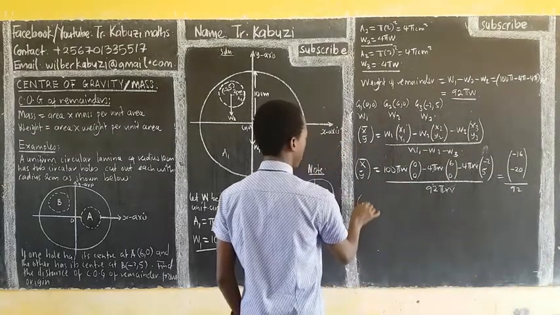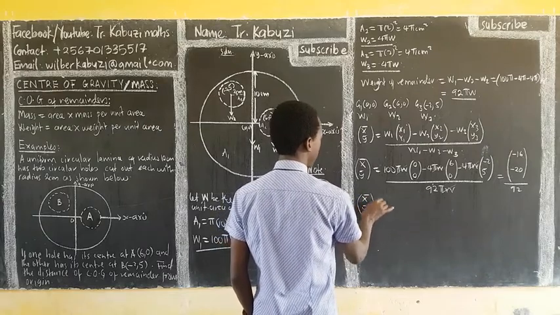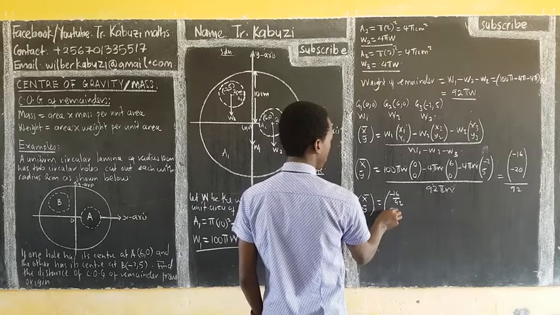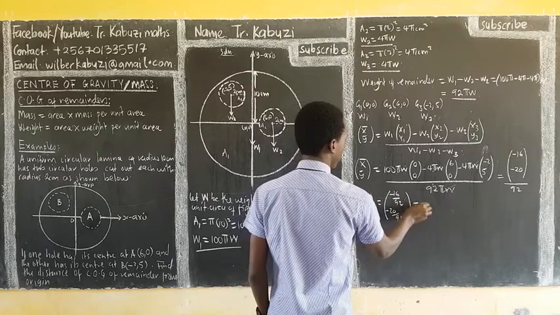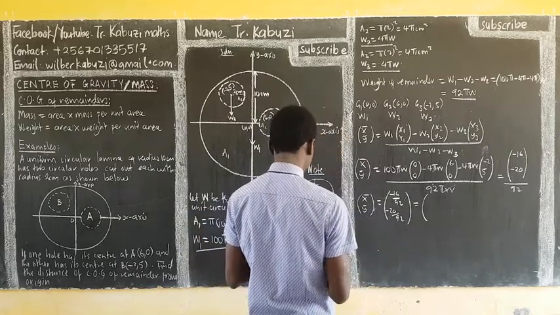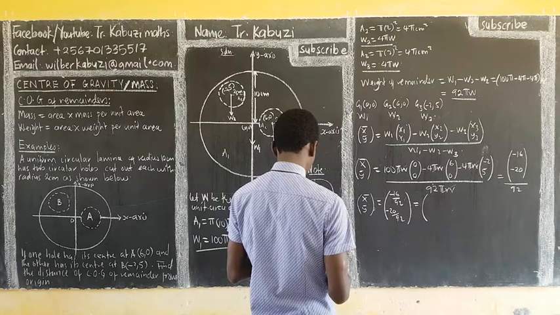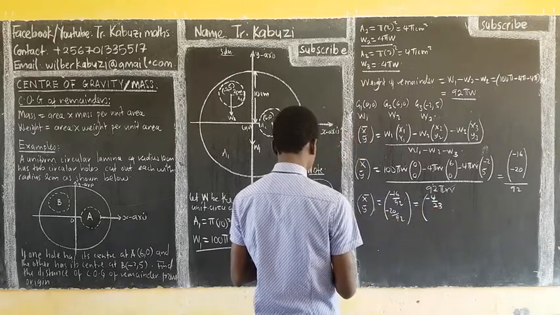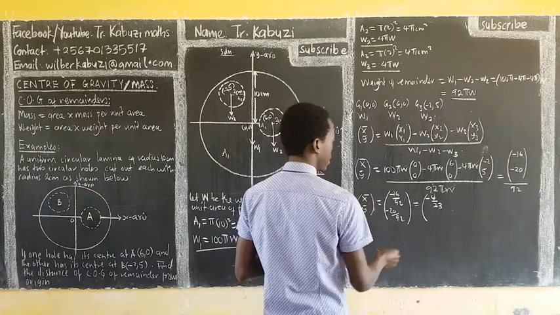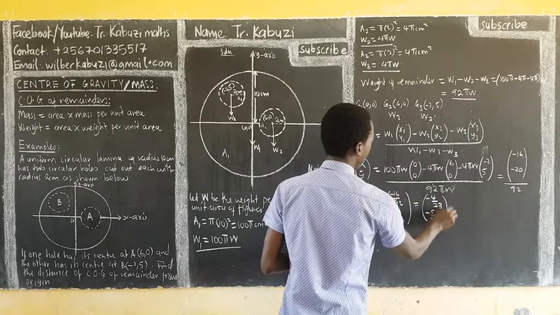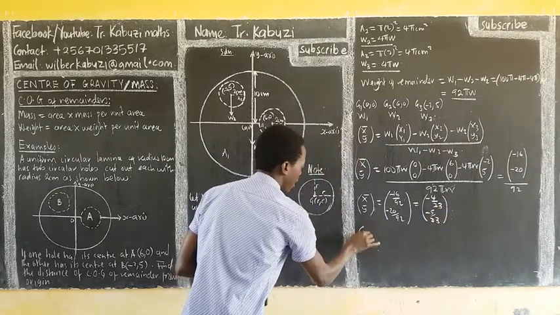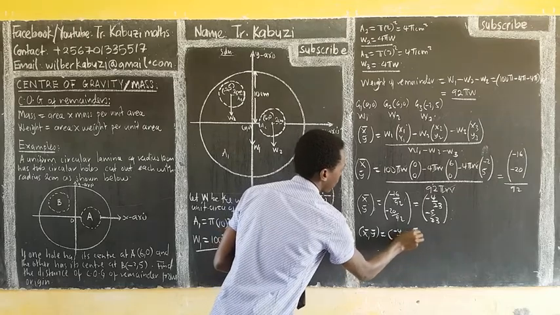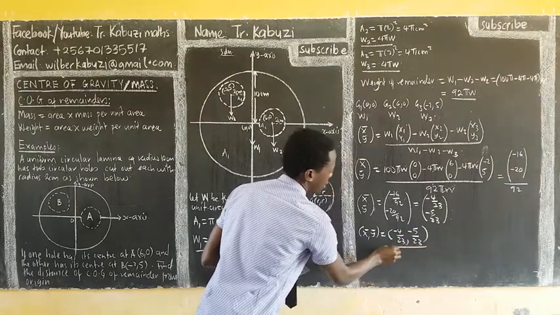So our X bar, Y bar is going to be, now we are having negative 16 over 92, then negative 20 over 92, which when you simplify that, you give it to a fraction. This one is going to be negative 4 over 23. And then this one is going to be negative 5 over 23. So meaning the center of gravity, X bar, Y bar, is going to be at negative 4 over 23, comma, negative 5 over 23. So this is the center of gravity.